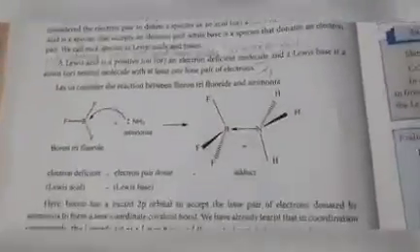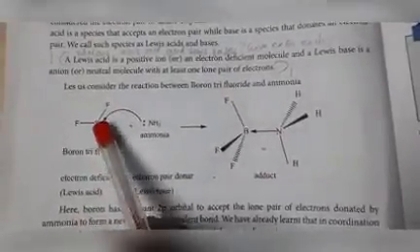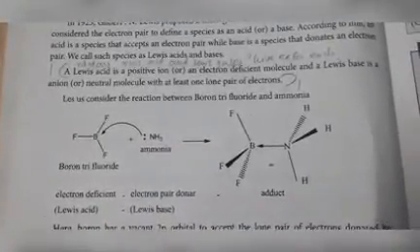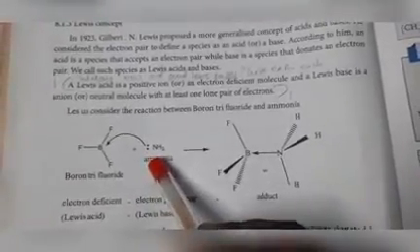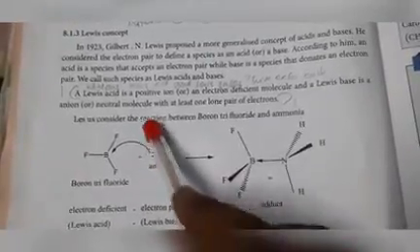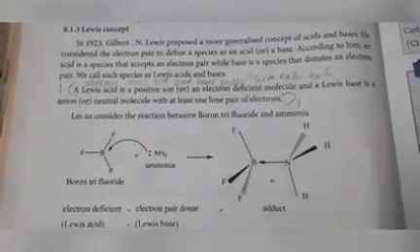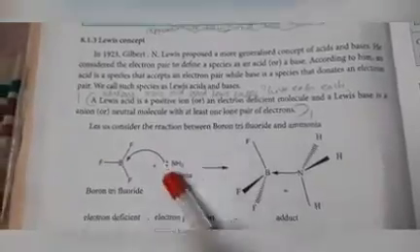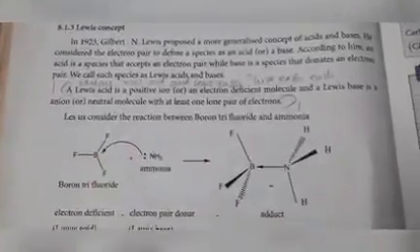Let us consider the reaction between boron trifluoride and ammonia. This is boron trifluoride plus ammonia. An electron rich species attacks an electron deficient one. Nitrogen has a lone pair, so this is electron rich. Boron has empty orbitals. So, electron rich attacks electron deficient, meaning nitrogen donates one lone pair to boron.